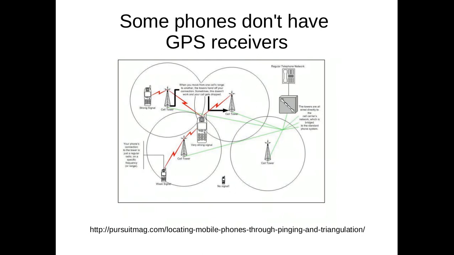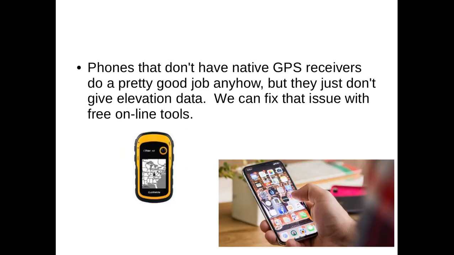In the case of many cell phones, there's no actual GPS inside, and it just makes use of cell phone towers to figure out where it is. What you lose, by the way, is a little bit of accuracy, but not as much as you might think, and you lose the elevation data, but we're going to put that back in when we process the data.